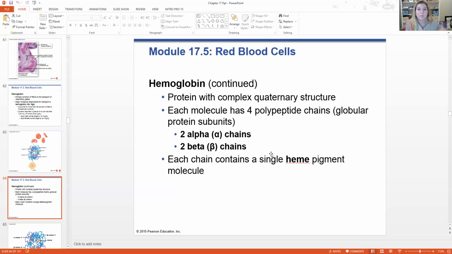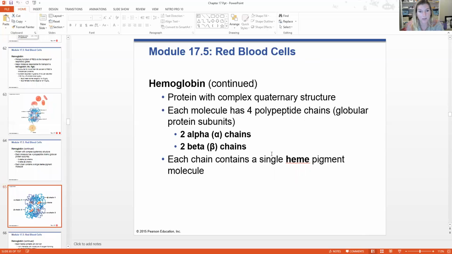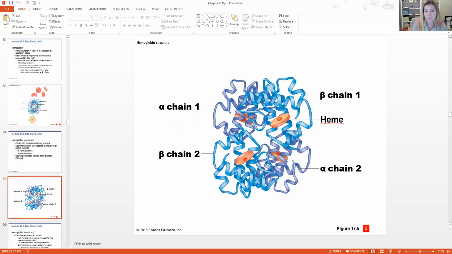Hemoglobin is a protein, obviously, and it's basically made of 4 polypeptide chains that are stuck together. 2 alpha chains, 2 beta chains. Each chain has its own heme molecule on it. Heme is actually a pigment molecule. So there you see the light blue and the dark blue, and then 1 heme for each chain.